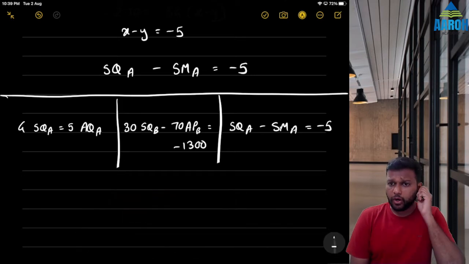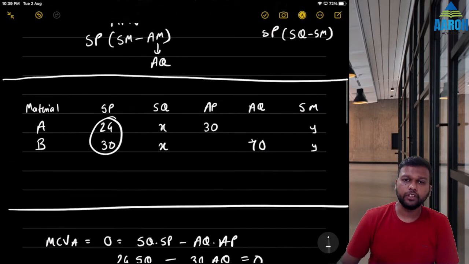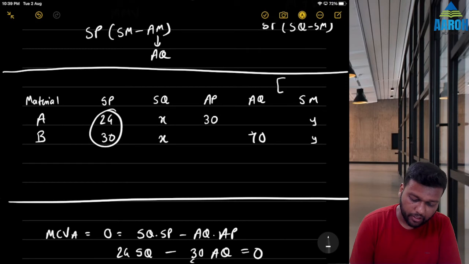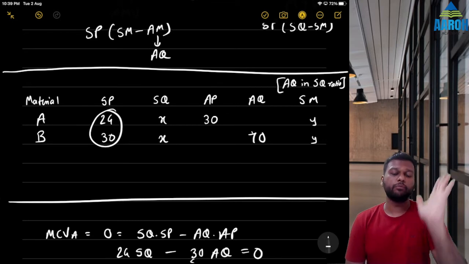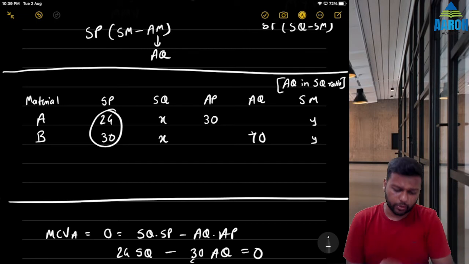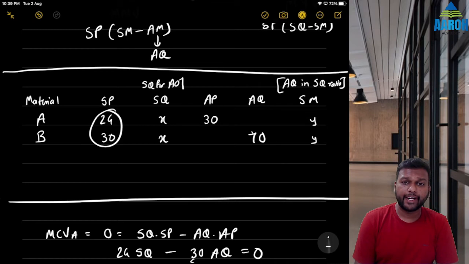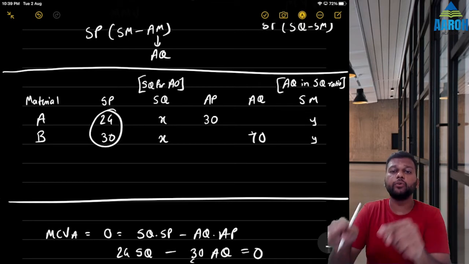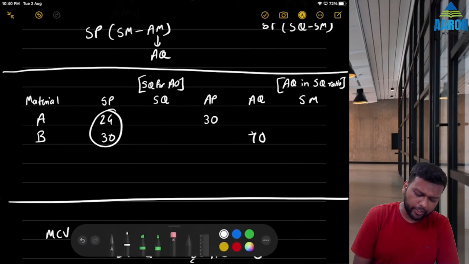Now to go ahead, you should know one very basic concept, that standard mix is nothing but actual quantity in standard ratio, AQ in SQ ratio. That is why I always say in regular class to write full names of columns. Don't write SQ, write SQ for actual output. Don't write SM, write SM as AQ in SQ ratio, because that is what it is.